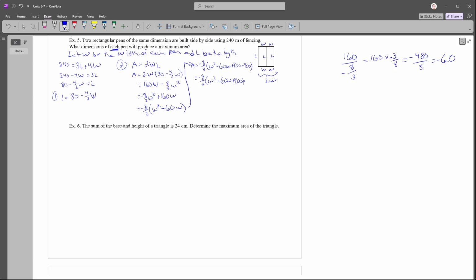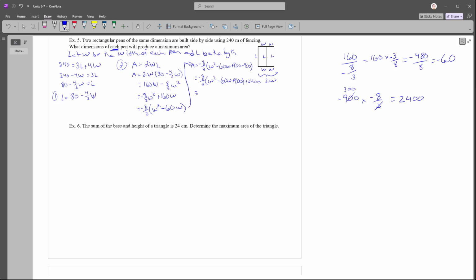Now on the outside we have negative 900 times negative 8/3. So negative 900 multiplied by negative 8/3. This can cancel out and bring this down to 300. So that means that we have negative 300 times negative 8. That gives us a positive 2400. I think that's right, 2400. Yeah, it is. So this is going to be plus 2400.